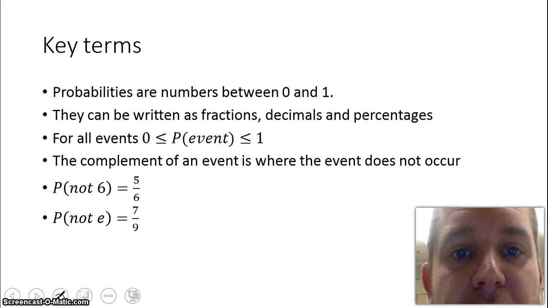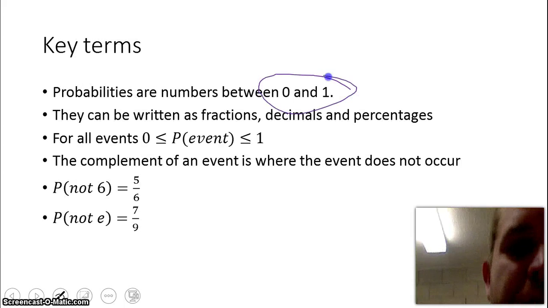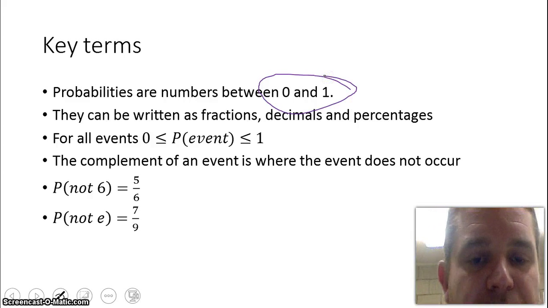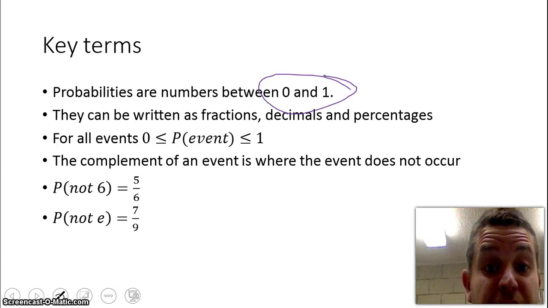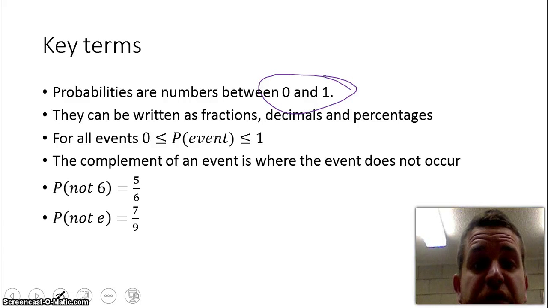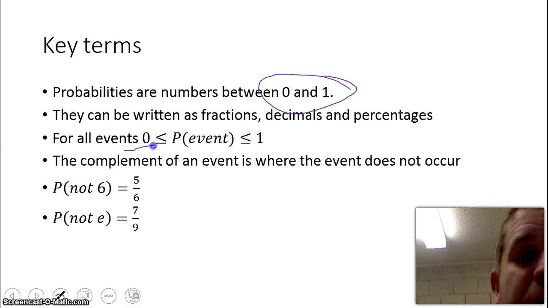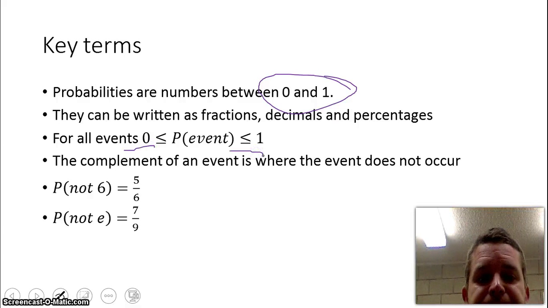So, probabilities, they're only between 0 and 1, which is really important. If you get a probability that's bigger than 1, you've probably made a mistake. You can write them as fractions, decimals, or percentages, and they're always going to be between 0 and 1.